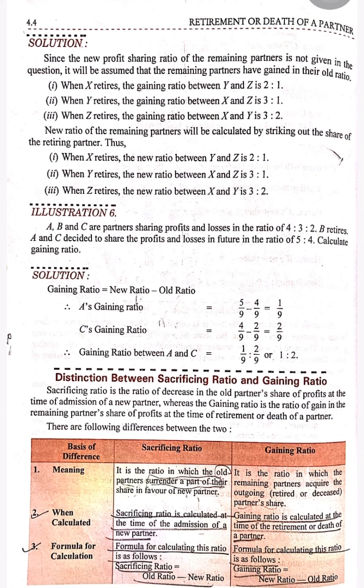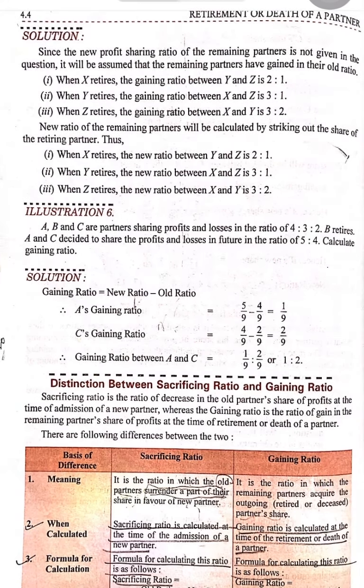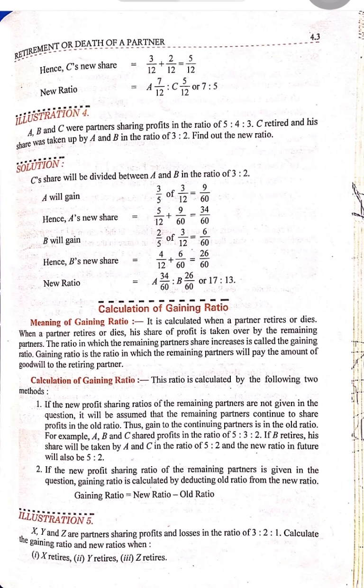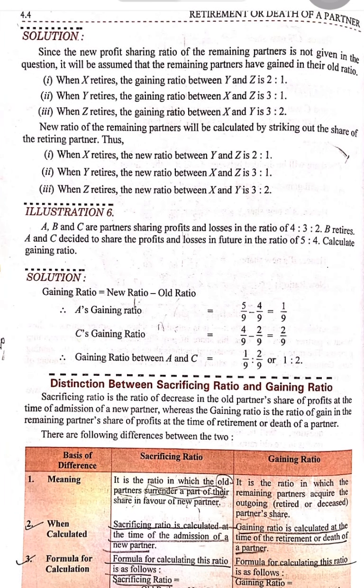How have we calculated that? Here you can see the old ratio was 3:1, and when X retires, Y and Z will share 2:1. If no further information is given, the new ratio and gaining ratio will be the same. In this question, no further information was given, so the new ratio will be their gaining ratio.